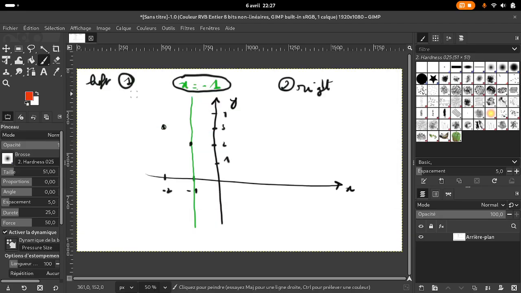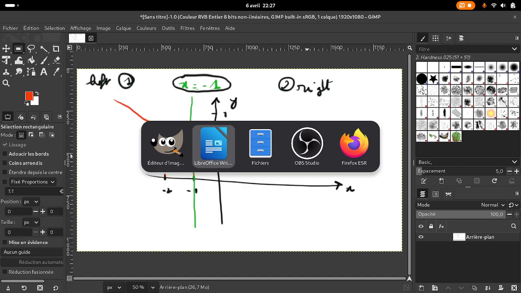Now I have the first part of my graph, so it is a straight line going through here. A point here, and I have a point here. Okay. First part is okay.